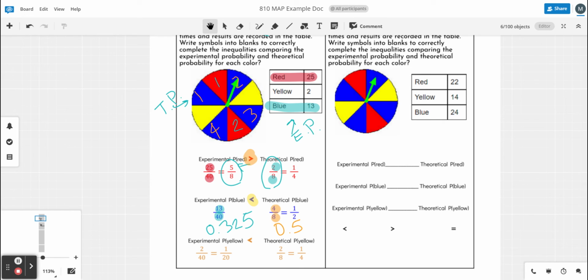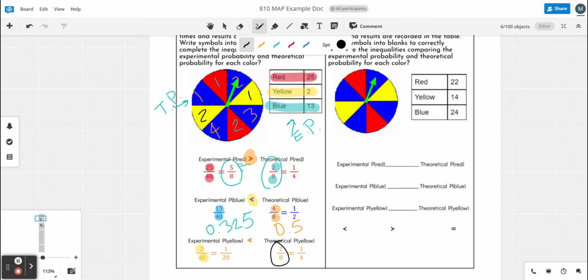And last, for yellow, you do the same thing. The experimental probability of spinning yellow was 2 out of 40 times. That was represented by this fraction here. And 2/40 simplifies to 1 over 20. Your theoretical yellow is represented by the amount of yellow sections in the spinner. And there are 2 sections out of 8 represented here. This simplifies to 1/4.